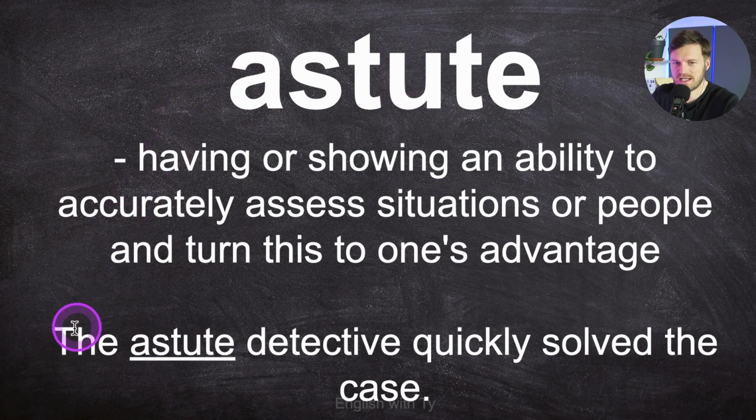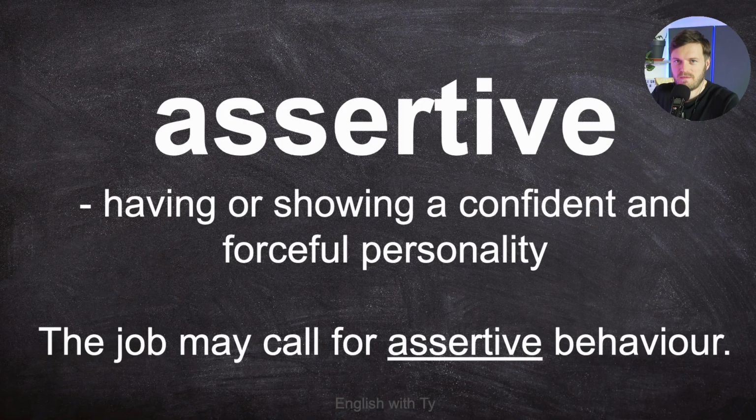Again, the example phrase is the astute detective quickly solved the case, and here's another example with astute for you. I'm very astute. This next word is a very important word. It's one of my personal favorite words, and it's assertive. A-S-S-E-R-T-I-V-E. And it's not because it has the word 'ass' in it, okay? It has a strong sound to it, and it has a strong meaning.